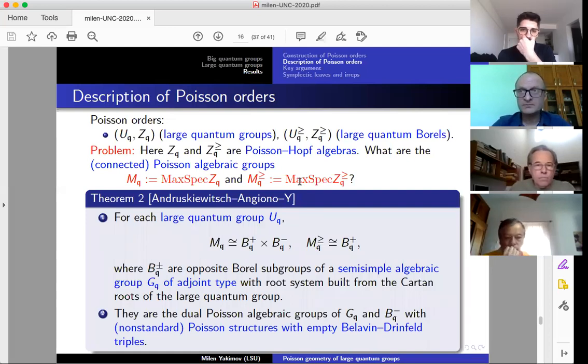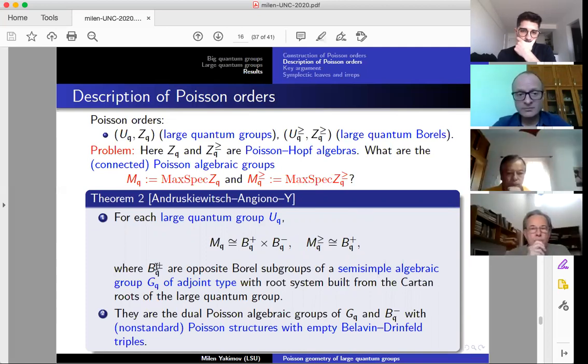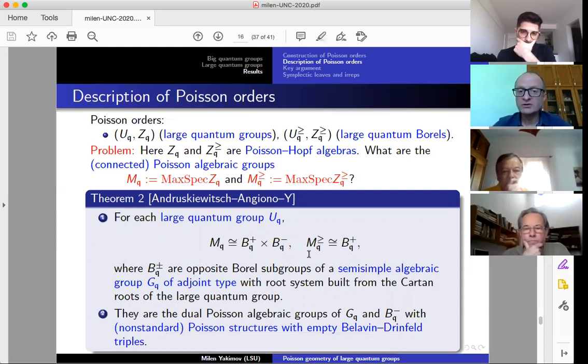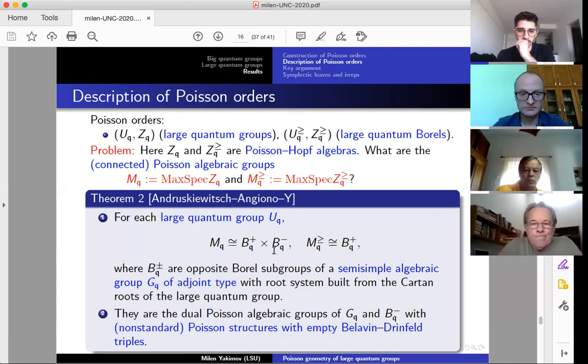So the next theorem is that if you look at these algebraic groups, you would always be able to find a semi-simple algebraic group of adjoint type. We call that GQ. So that if you look at these algebraic groups, MQ greater or equal to 0 is precisely the Borel subgroup of the semi-simple algebraic group of adjoint type. And MQ is a product of the positive and the negative Borel subgroups of this particular algebraic group.